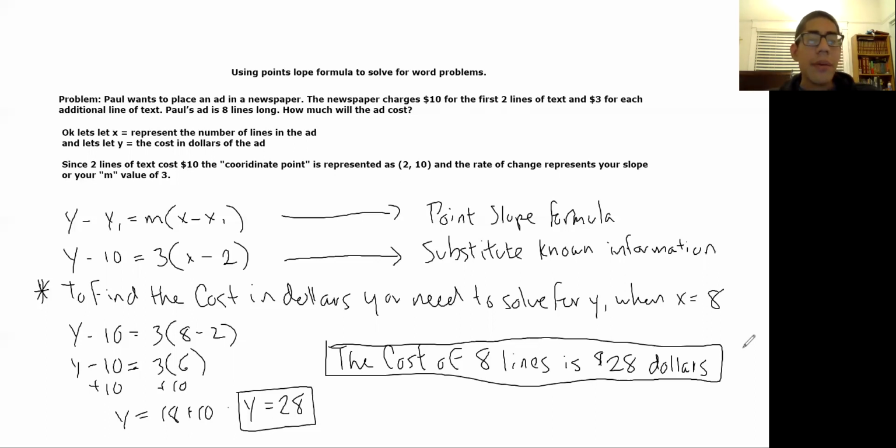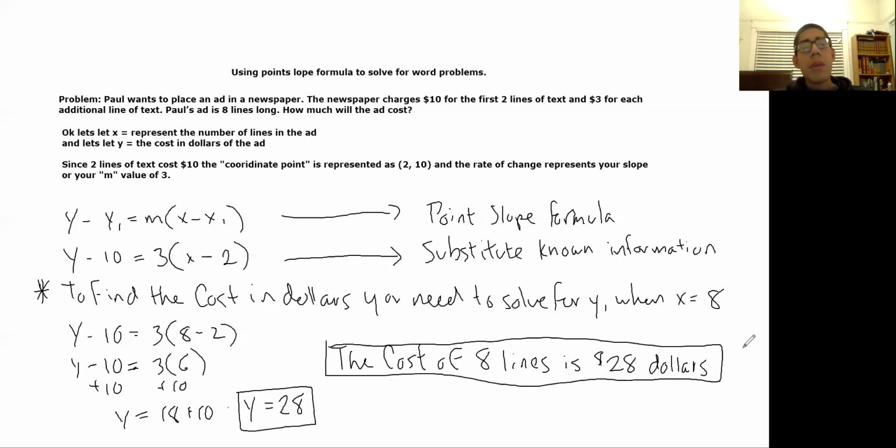So right here, I kind of wrote it out for you, but it says we need to find out what X represents, we need to find out what Y represents, and we need to figure out what all of our variables represent. So how did I do that? Well, I looked at the problem. Paul wants to place an ad in a newspaper. Okay, that doesn't really help me. The newspaper charges $10 for the first 2 lines. Okay, that's important because 10 is going to be one of my variable numbers. 2 is also going to be one of my variable numbers, and $3 for each additional line of text. Paul's ad is 8 lines long. How much will the ad cost?